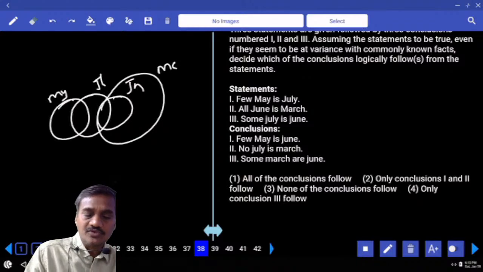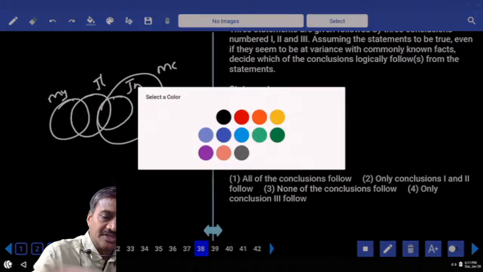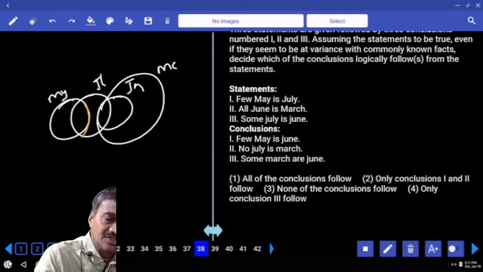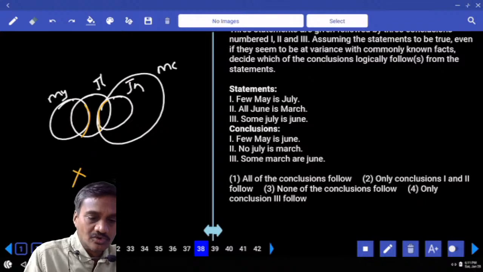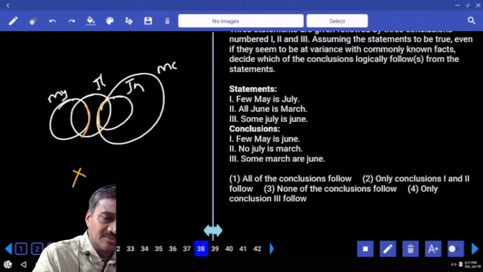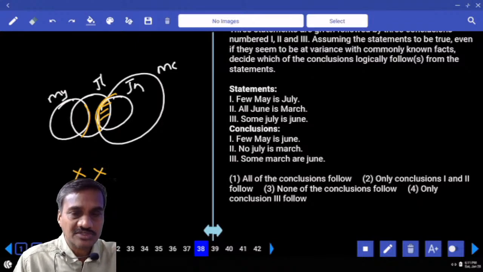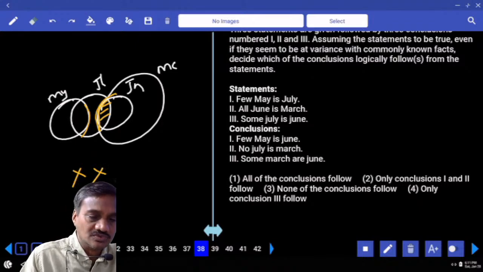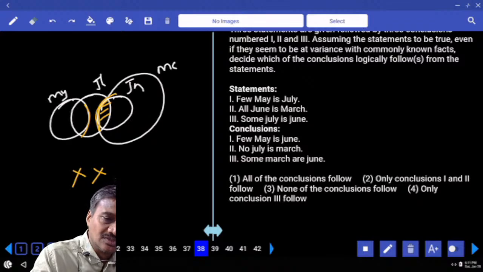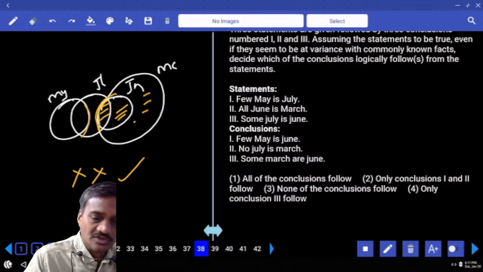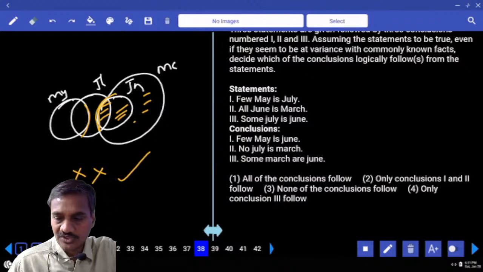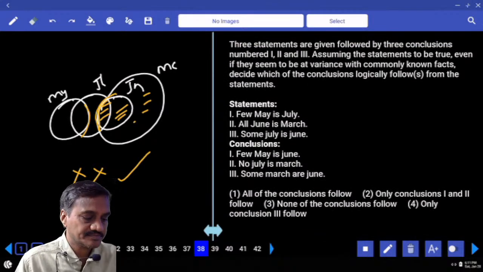Then first one, some May is June. May and June, there is no intersection between these two. May is here, June is here, no intersection. No July is March, March is here, July. Some July is March is true. No July is March is false. Some March is June. Now March is here, June. Now some part of March belongs to June or not? Hence the third one. Only 3 follows. That is choice 4, question number 38.